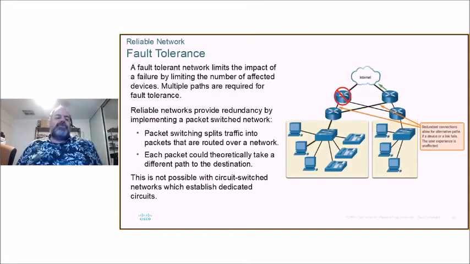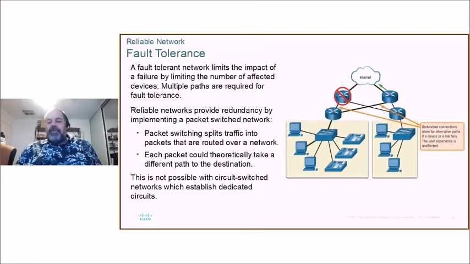So fault tolerance, of course: a fault-tolerant network limits the impact of a failure by limiting the number of affected devices. Multiple paths are required for this fault tolerance. And so reliable networks provide redundancy by implementing a packet-switched network. Packet switching splits traffic into packets that are routed over a network. Each packet could theoretically take a different path to the destination. This is not possible with circuit-switched networks, which establish that circuit before any communication happens.